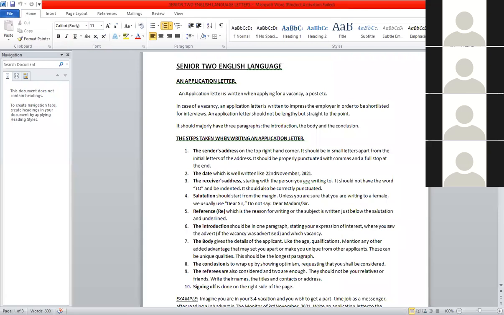And we have said that the address should be properly punctuated with commas and a full stop at the end. That is very important. And after that, we shall have the date, which is of course well written, the way it has been written there. Just because there isn't space in between the 2nd and November, because as you type, the 2nd will be powered, which is not right. So that's why we don't have.